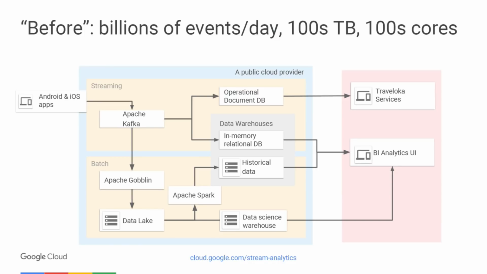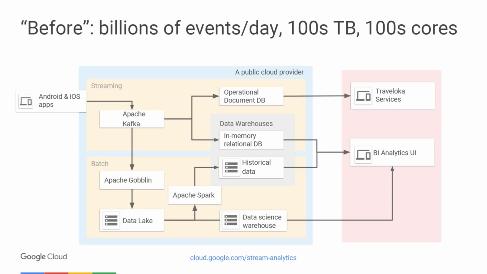And so what the team there has done is they built a system like this, which is a very common pattern using virtual machines on a public cloud provider. The inputs are events from Android and iOS apps like taps and clicks and search strings, and the outputs are services that the app provides itself. So let's say these would be recommendation services, testing services, fraud detection, as well as BI analytics UIs. So in the middle, you have two pipelines.